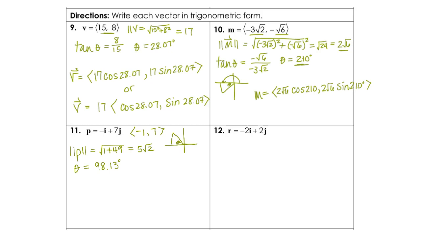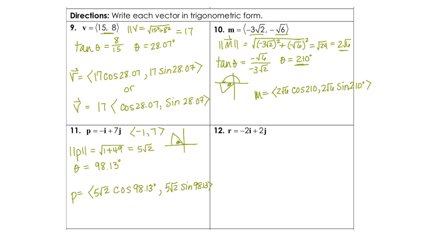And so now you're ready to write out your vector P is going to be 5 root 2 times cosine of 98.13, and then 5 root 2 sine of 98.13.